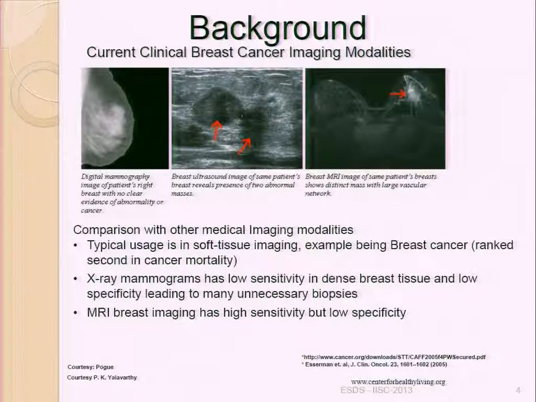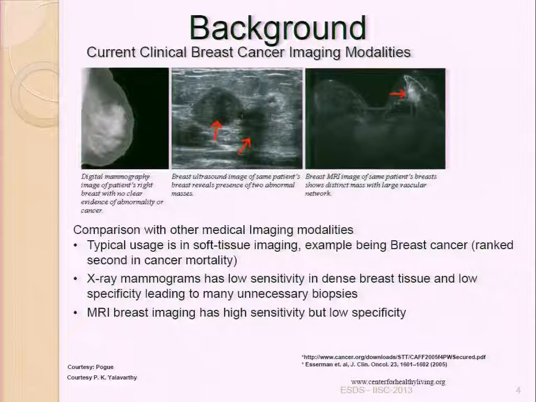Mainly DOT is used for imaging breast and brain tissues. What is the current state now? The first picture is a typical mammogram. There is some calcification abnormality there, but it is not clear. The second one is ultrasound. It shows some cysts, but what is inside is not clear.